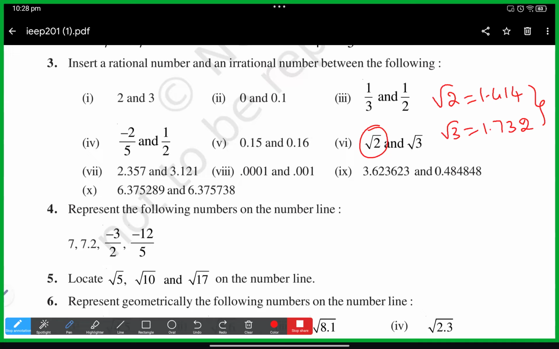Yes, sir. For rational, we can take 1.5 or 1.6. Yes, Pranavi. For rational, we will take it as 1.5, and irrational 1.65748 and so on. That is correct.